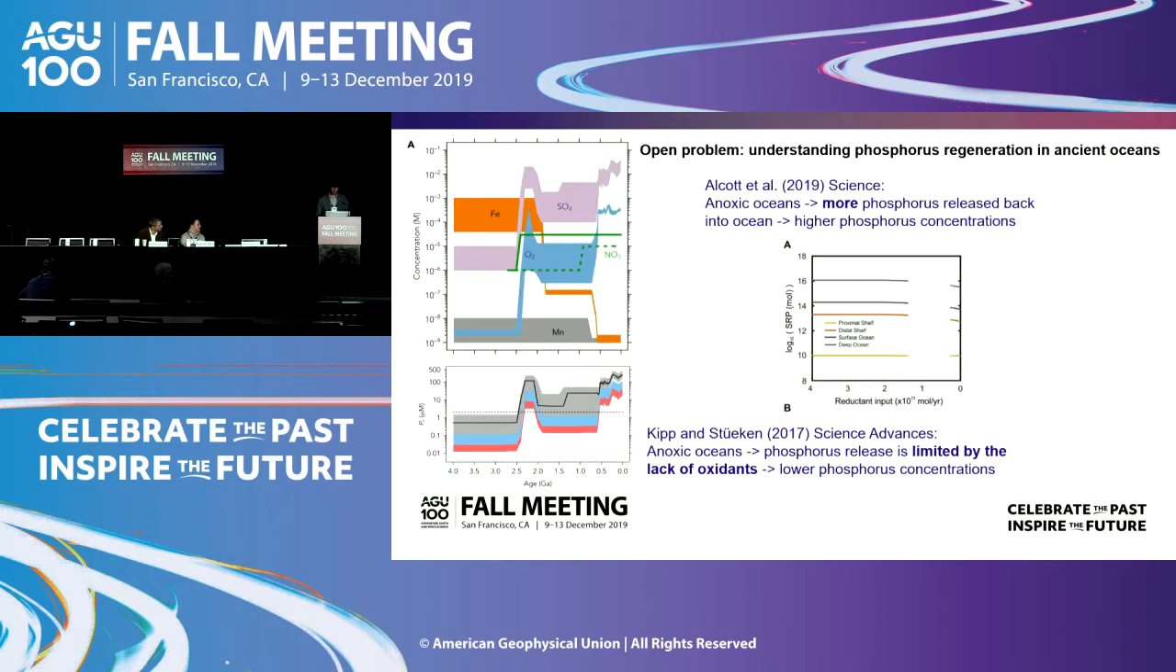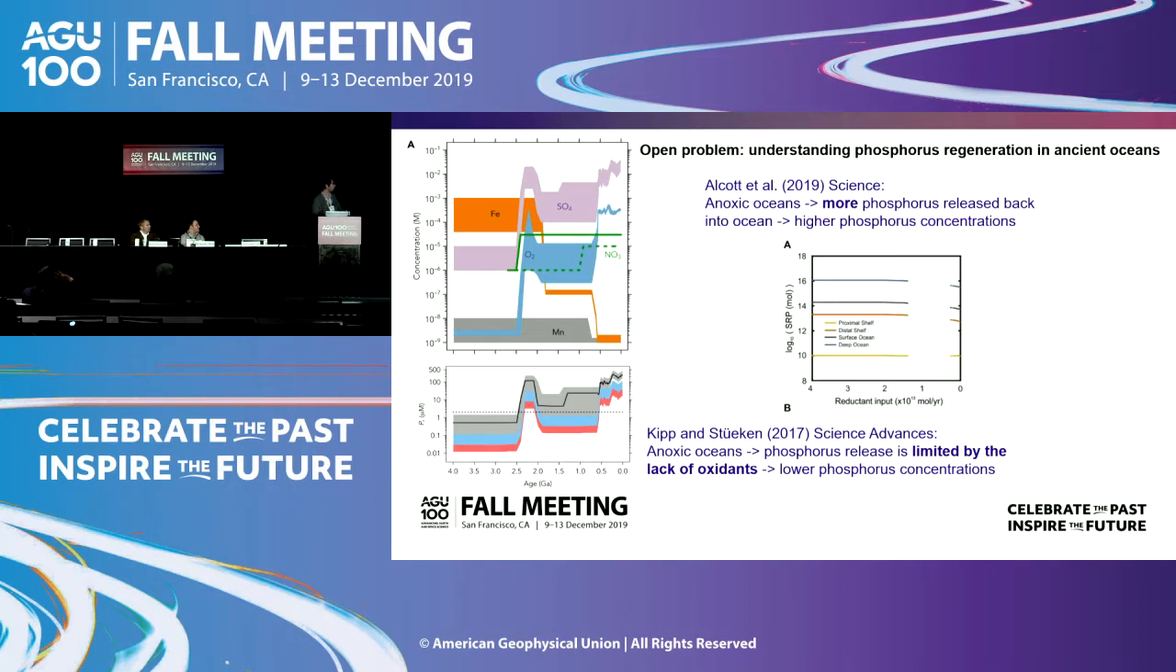And then finally, I want to leave plenty of time for questions, but just to say something about phosphorus. So how phosphorus works in low oxygen and oxic oceans is really crucial to the feedbacks that work in this model, the internal dynamics that give rise to that step change in oxygen. And so in this paper, they assume that when you have anoxic oceans, you get more phosphorus released back into the ocean, higher phosphorus concentrations.